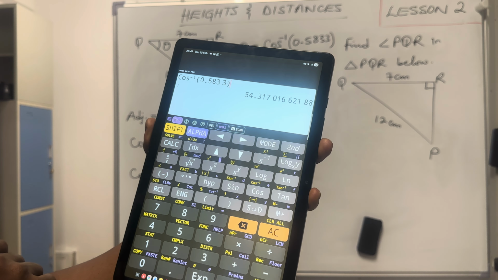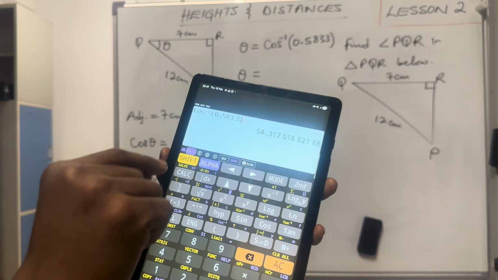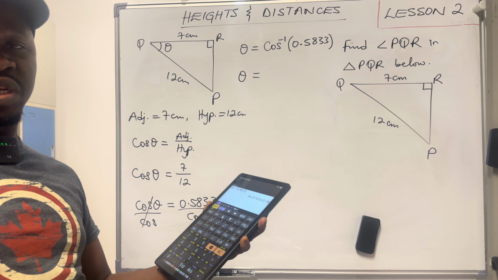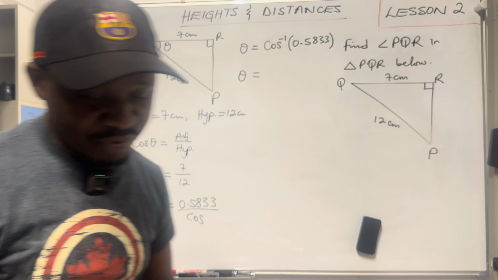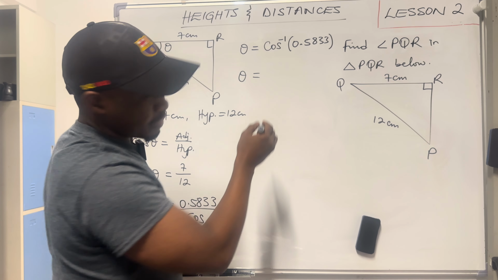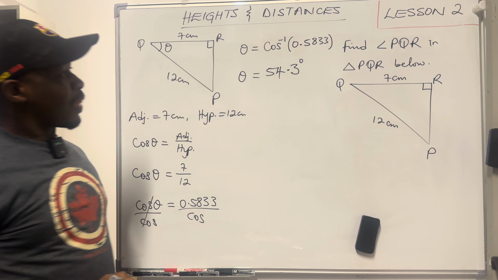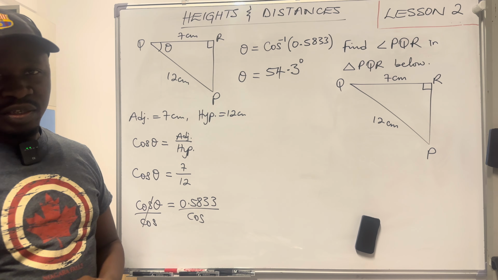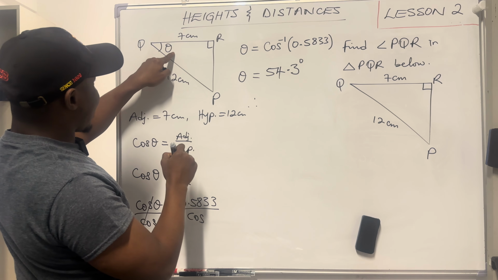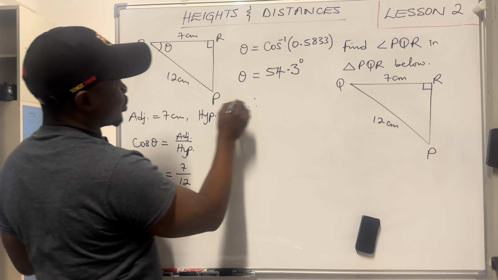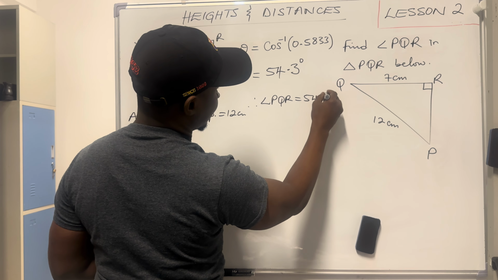So 0.5833. But you have to make sure that the calculator is in degrees. See? Degrees. Because we have another topic called circular measure where we discuss radians and not degrees. So what we have here is 54.3 degrees. Do not forget the degrees. We were not given theta. You and I decided to indicate theta. So we can say, therefore, this theta, we use it to represent angle PQR. So we say angle PQR is 54.3 degrees.